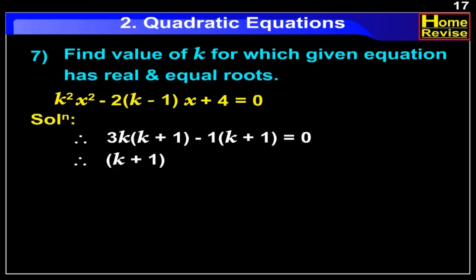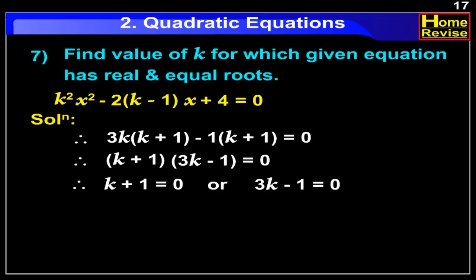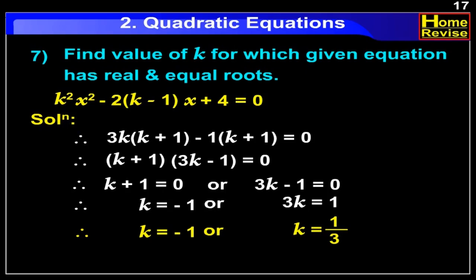Therefore, (k plus 1)(3k minus 1) is equal to 0. Therefore, k plus 1 is equal to 0 or 3k minus 1 is equal to 0. Therefore, k is equal to minus 1 or 3k is equal to 1. Therefore, k is equal to minus 1 or k is equal to 1 upon 3.